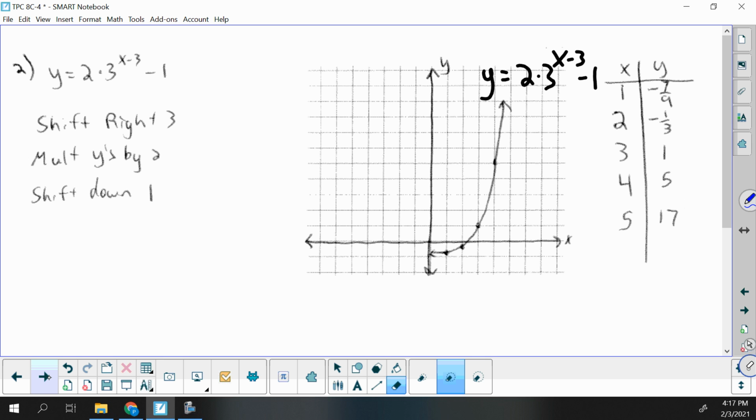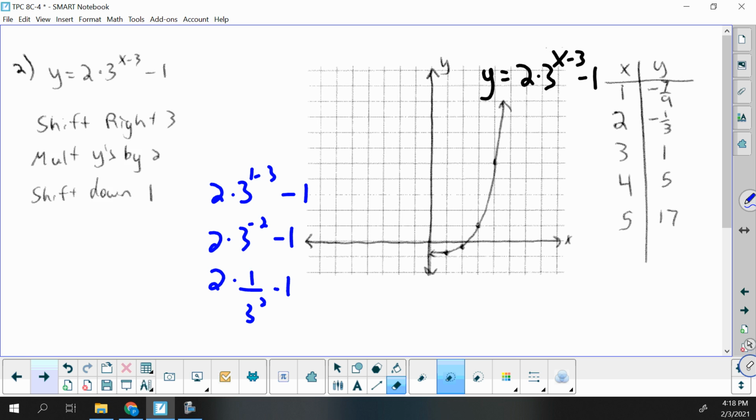For number 2, we're shifting right 3, multiply y's by 2, and then shift down 1. So let's look at one of the trickier ones. We'll look at the 1. So you'll have 2 times 3 to the 1 minus 3, and then a minus 1. That's 2 times 3 to the negative 2 minus 1. That's 2 times 1 over 3 squared minus 1. So you're doing 2 over 1 times 1/9 and then minus 1. That'll give you 2/9 minus 1.